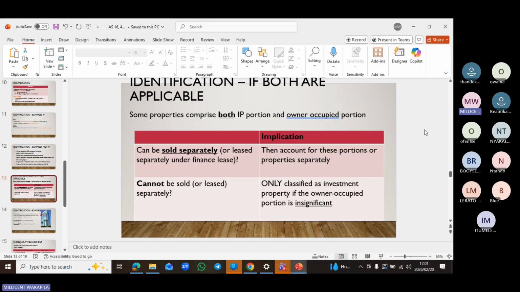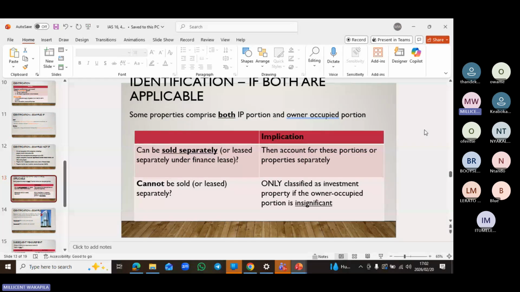And then let's say that the first floor and then the second floor, so two out of five floors, they are used for administrative purposes. And then three out of five floors, they are used to earn rental income. You get the point. So you have to ask yourself, can it be sold separately? Are we able to sell a floor separately without affecting the whole building?